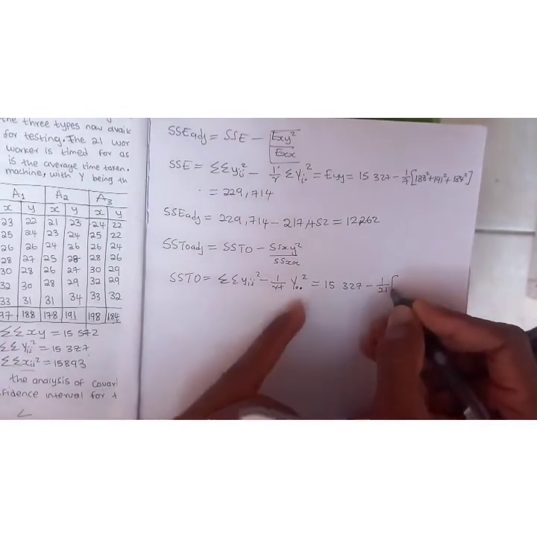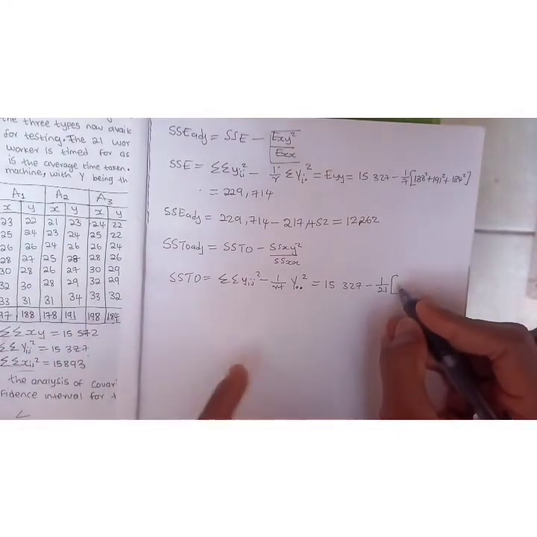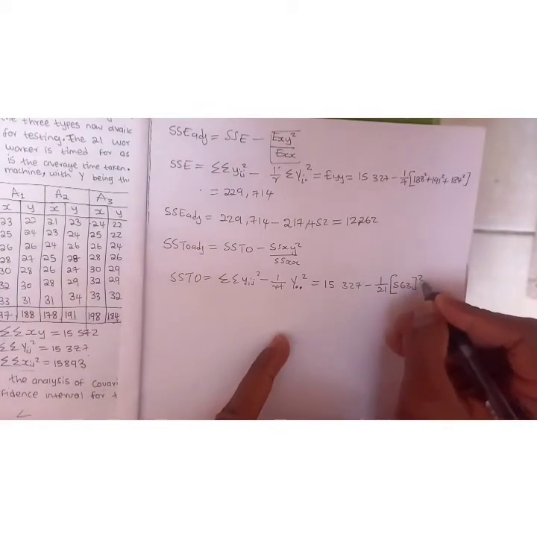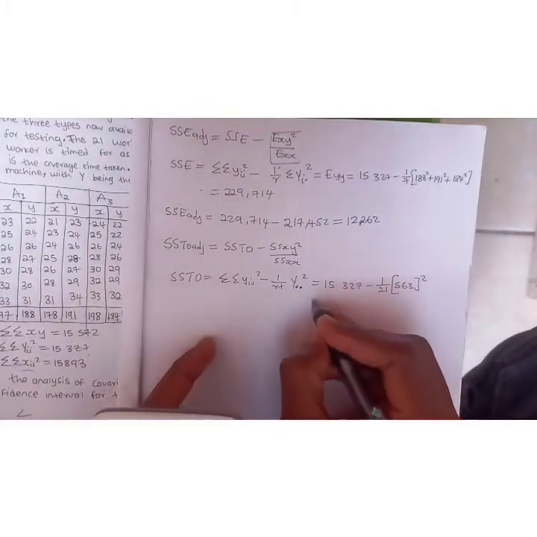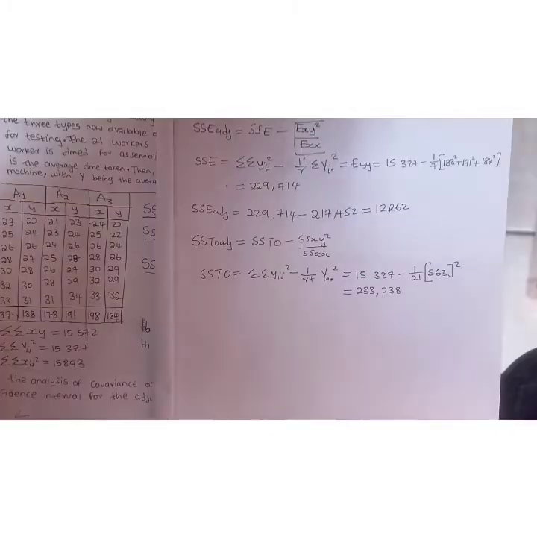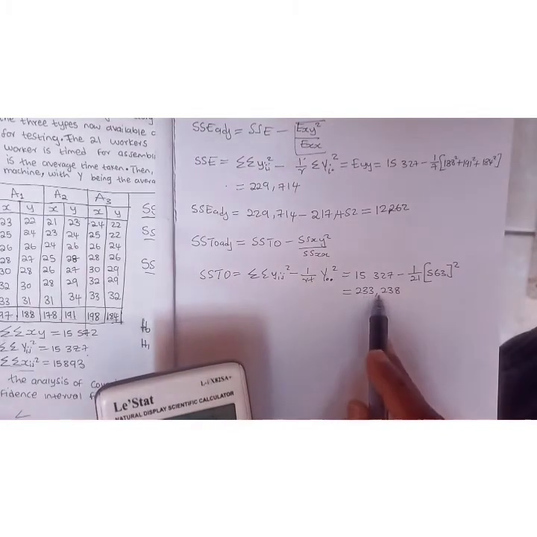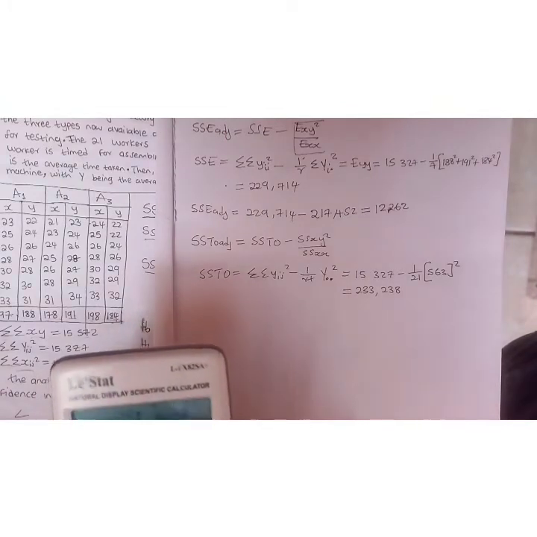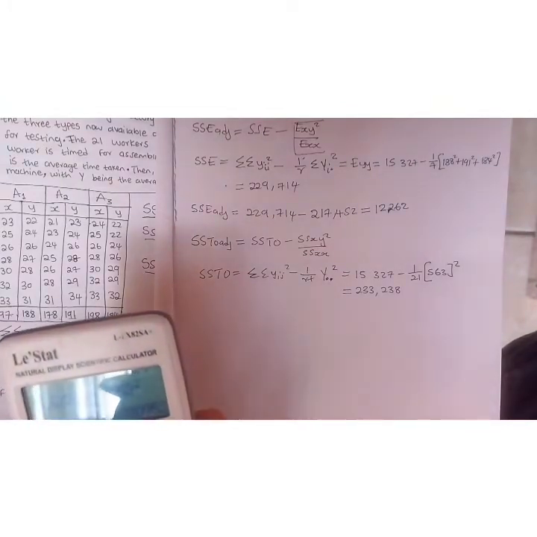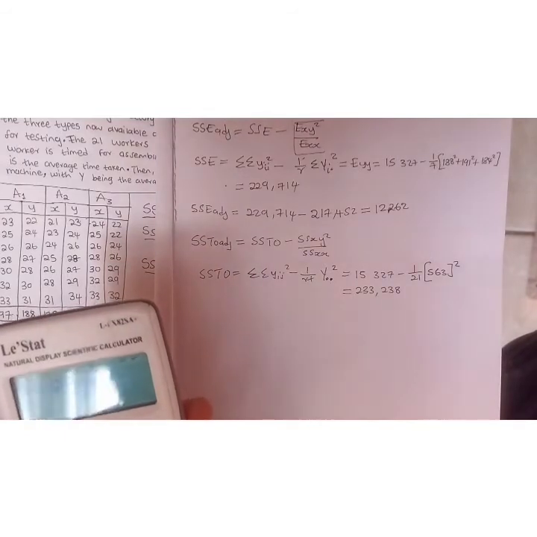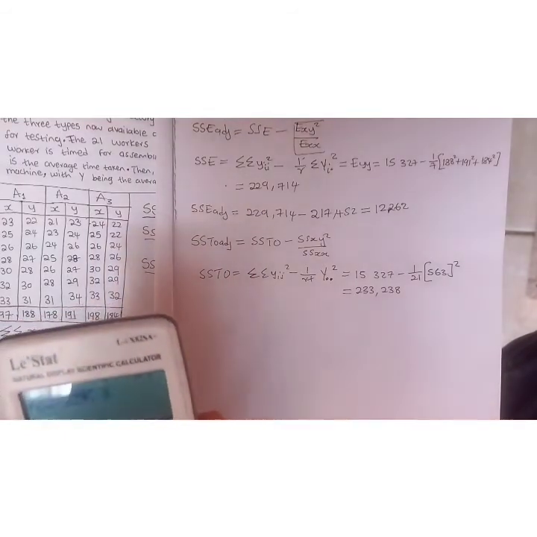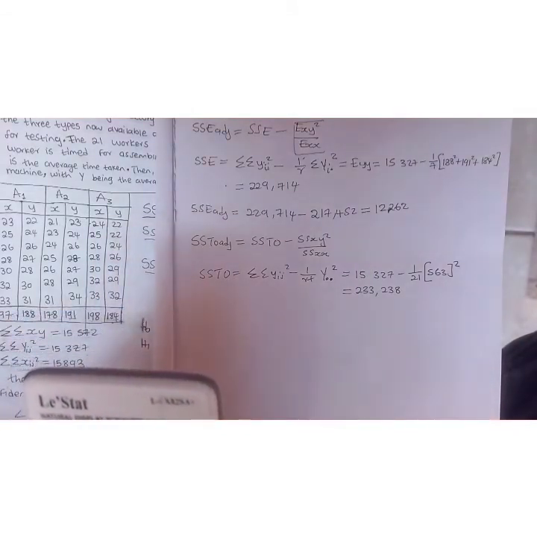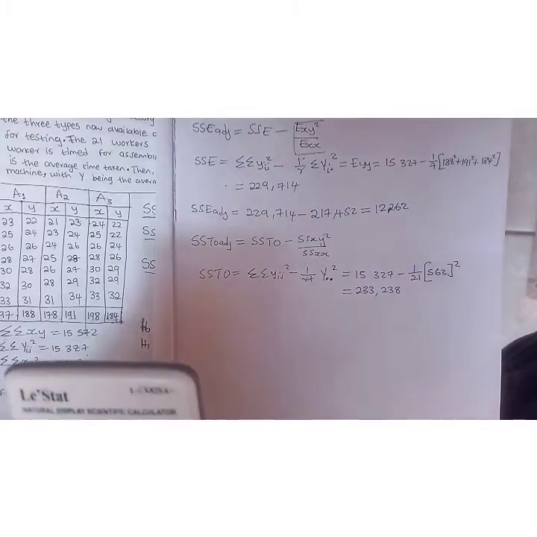Then we did the overall sum of y, which I recall was 563 all squared. So we'll get our answer as 233.238. So let's confirm if our SSE was correct. Then I'll have to subtract my 229.714 from there. I'm getting my 3.524. So my SSE was correct.